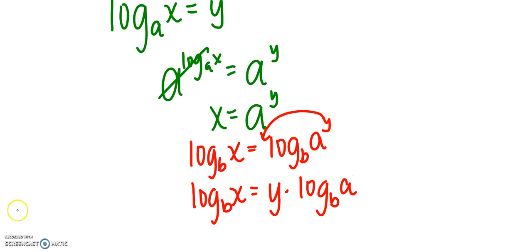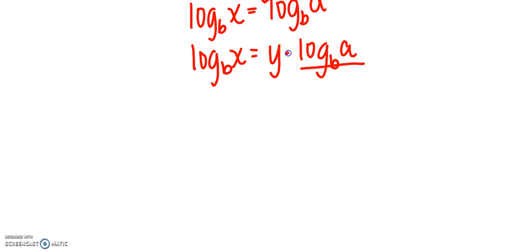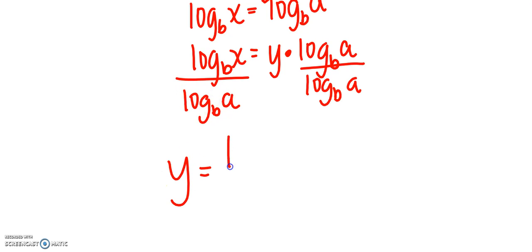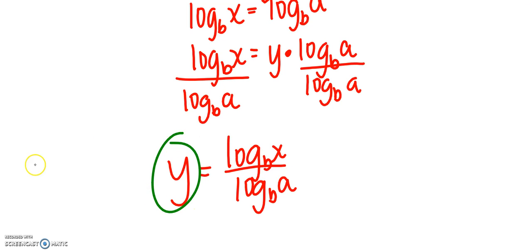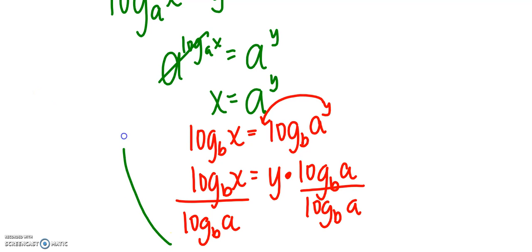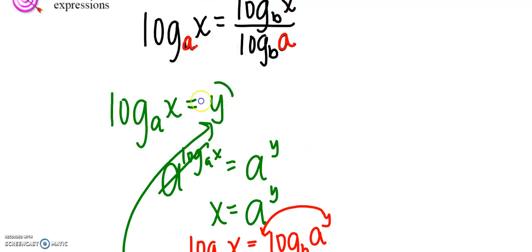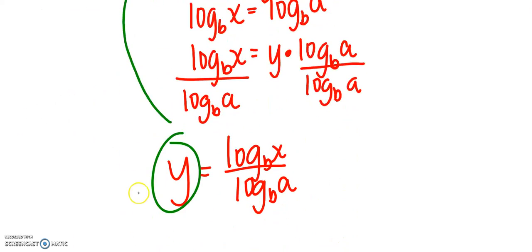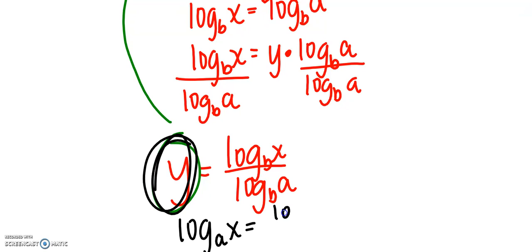So to solve for y, I'm going to divide, because this is multiplication now, so to undo multiplication, I'm going to divide. And y is equal to log base b of x over log base b of a. Well, here's y, but y was also up here, which means that log base a of x could replace this y, in which case we get our change of base formula.